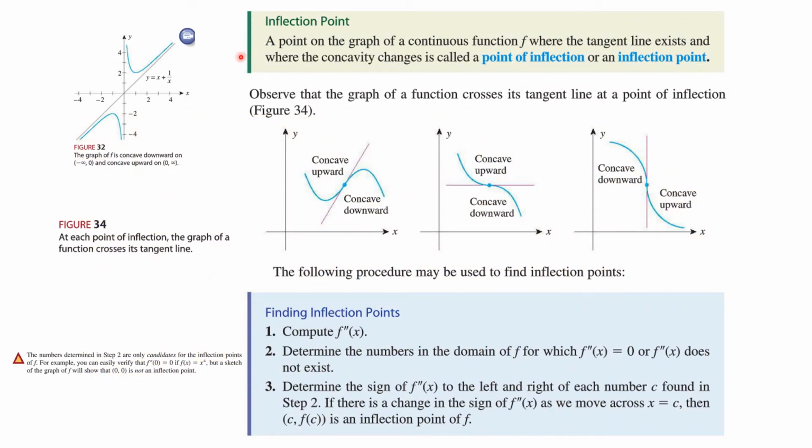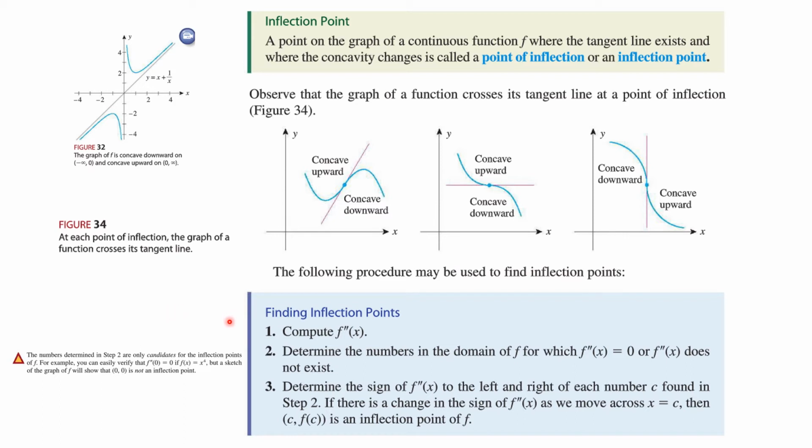Okay, here's the definition then. A point on a graph of a continuous function f where the tangent line exists, and look, we're insisting that the tangent line does exist, so that means we can't have a cusp, and where the concavity changes is called a point of inflection or inflection point. Now this is not an inflection point because even though the concavity changes, there's no tangent line that exists. And if I had a cusp where I was going up to a point, concavity could change there, but that's not an inflection point because it doesn't have a tangent line there. Observe that the graph of a function crosses its tangent line at a point of inflection. And you can see examples where that happens.